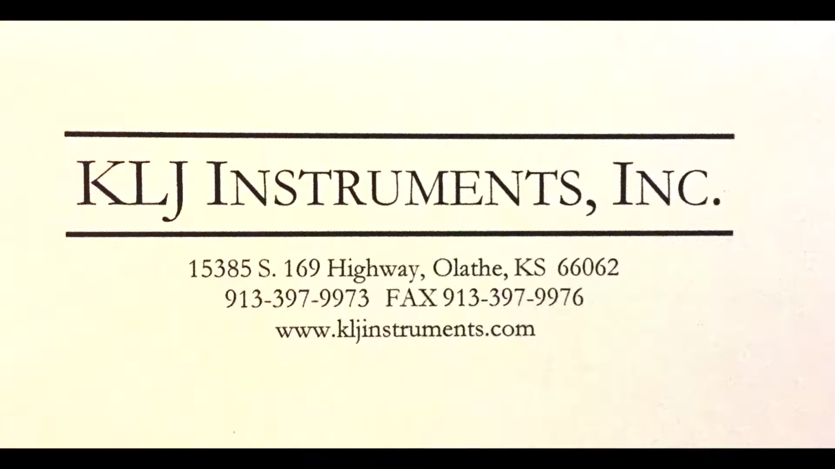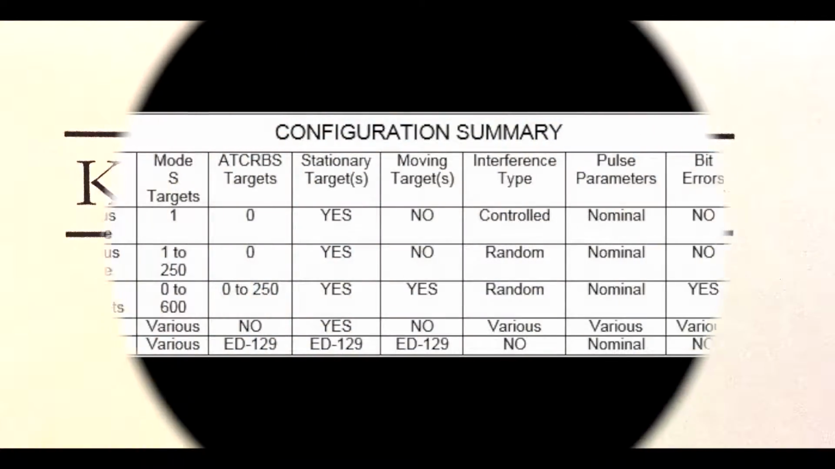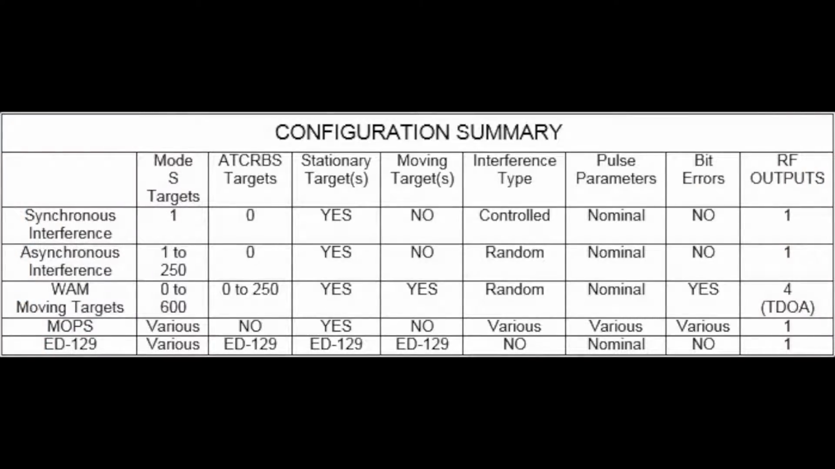Now that I have discussed the SQTR-2M synchronous interference and asynchronous interference mode of operation in previous videos, I am ready to demonstrate the wide area multilateration or WAM mode of operation. As the table shows, there are several significant differences between the WAM mode and the previous modes I have presented.